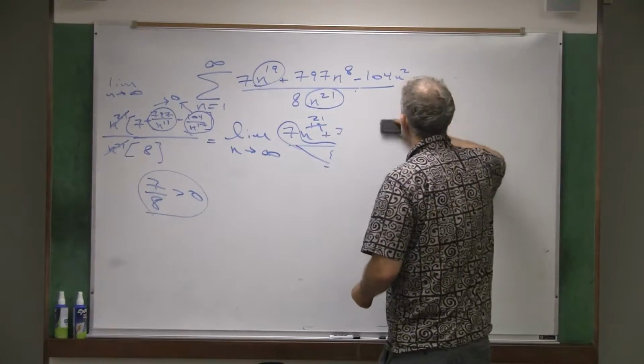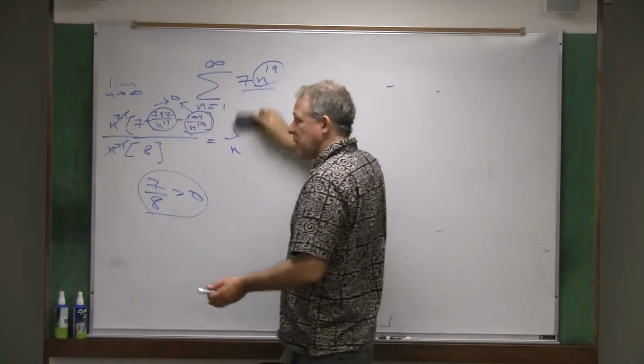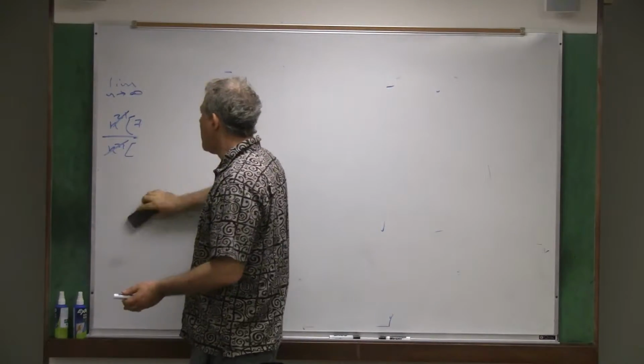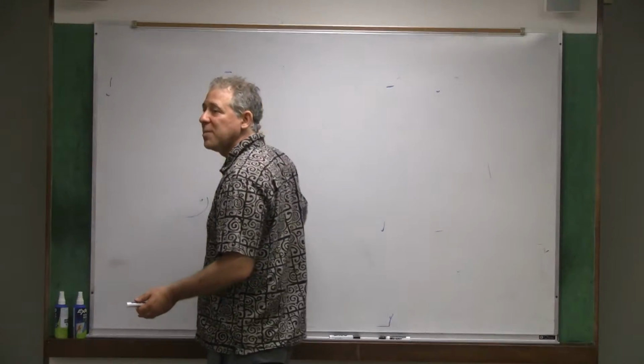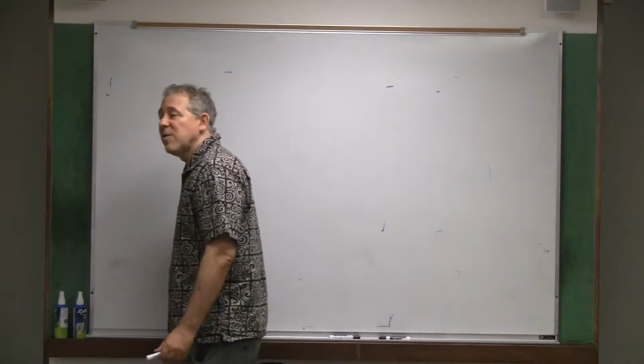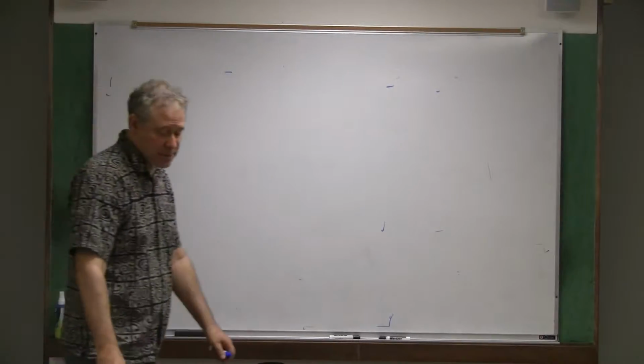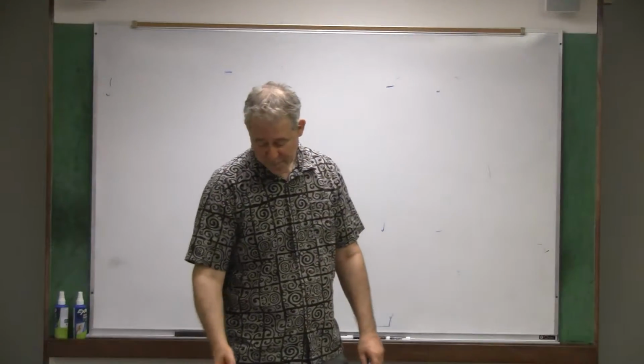So what should the known series be, one that's converging? Let's look at the series 1 over n to the p, which converges when p is greater than 1. So if you said 21 to 22, okay?